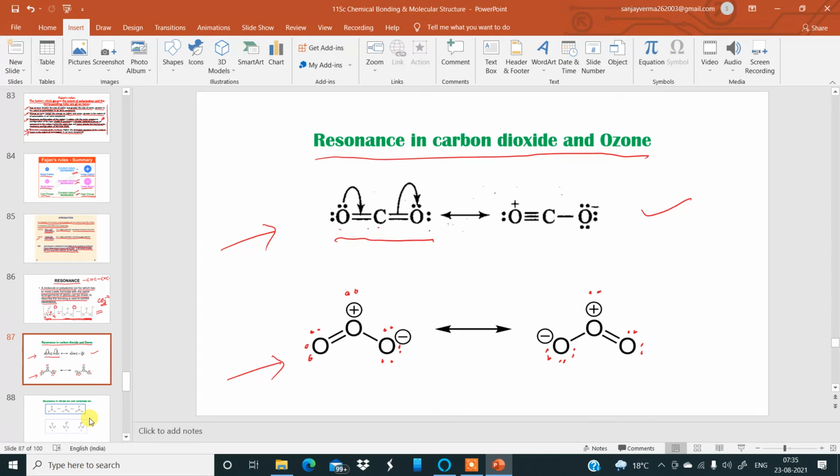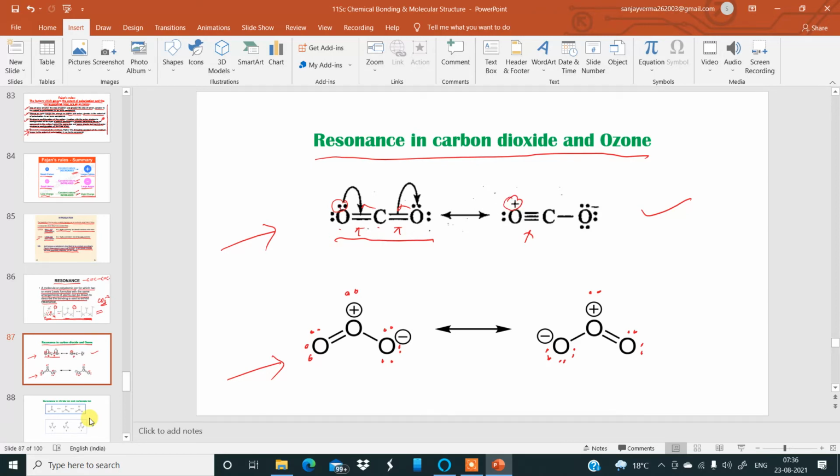Carbon is linked to the two oxygen atoms by means of a double bond. One is a pi bond, one is a sigma bond. Now, what happens over here? If this lone pair falls on this bond over here, it will form a triple bond, and this oxygen will carry a positive charge.